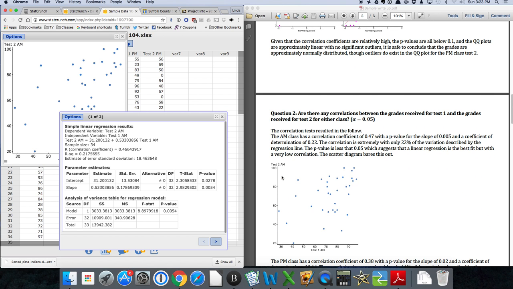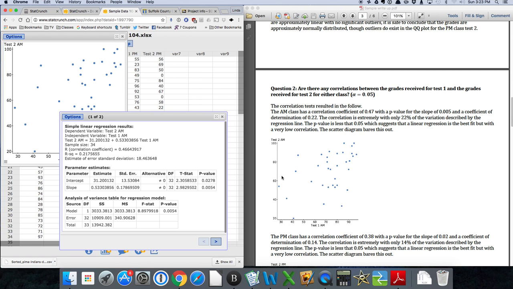What I can do over here is show you the write-up for this part of it. The correlation tests result in the following. The AM class has a correlation coefficient of 0.47 with a p-value for the slope of 0.005, and a coefficient of determination of 0.22. The correlation is extremely low, with only 22% of the variation described by the regression line. The p-value is less than 0.05, which suggests that a linear regression is the best fit, but with a very low correlation. The scatter plot bears this out.